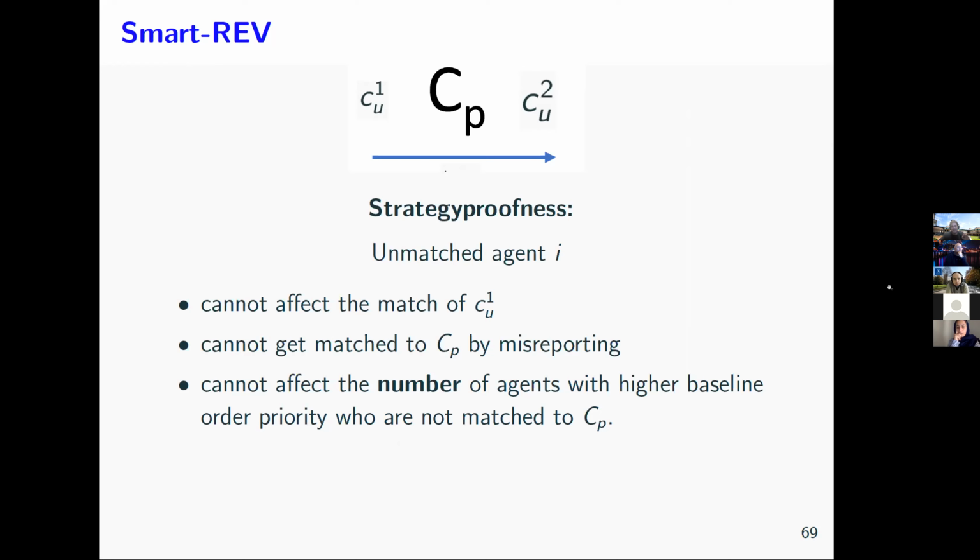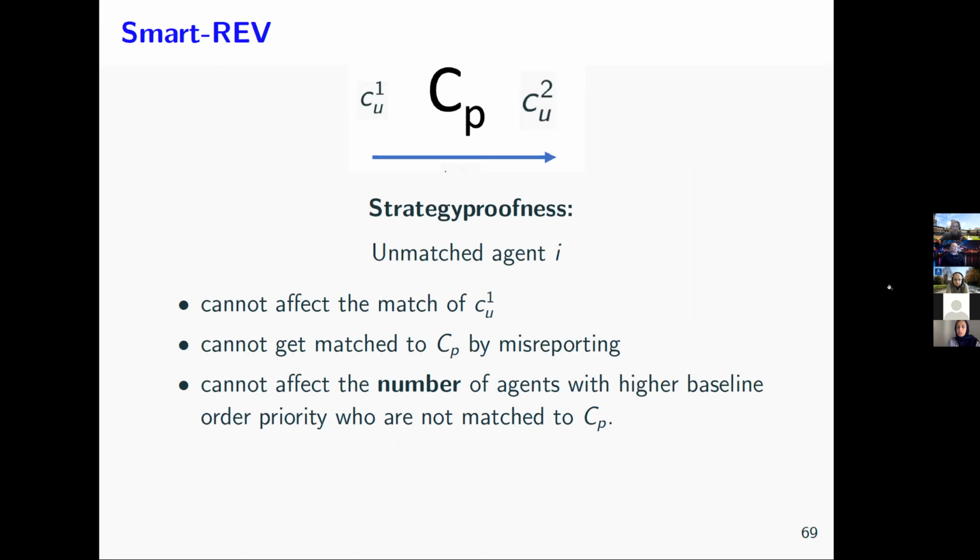Finally, an agent, since in this rev rule is bossy, even if it's not matched, can affect which agents are matched and which agents are not matched. But what we do show is that an agent cannot affect the number of agents. It can affect the set of agents, but it cannot affect the number of agents with higher baseline order priority who are not matched to CP.